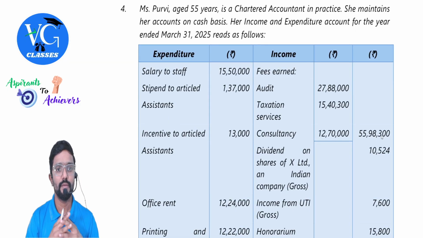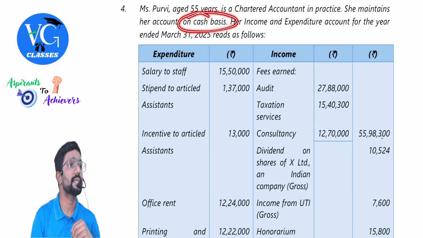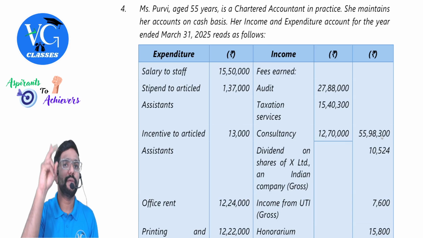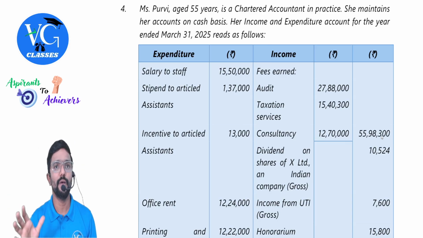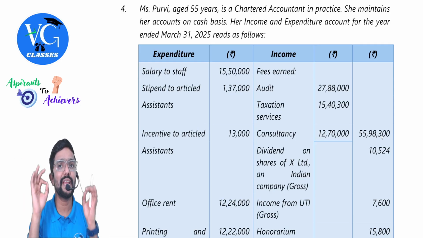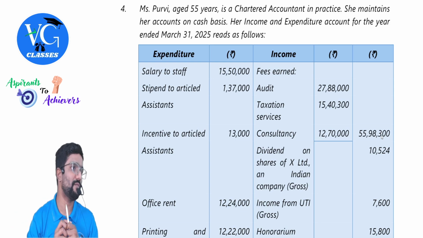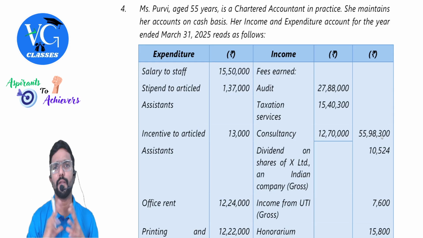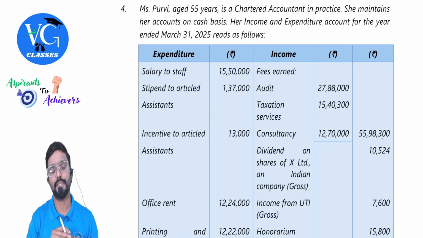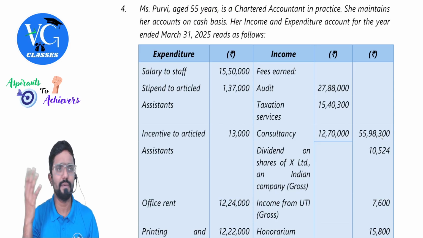Fourth one. Miss Purvi, aged 55 years, is a chartered accountant in practice. She maintains her accounts on cash basis. On what basis? Cash basis. Guys, you know, while computing the income under the head PGBP and other sources, assessee is free to follow either the mercantile system of accounting or cash system of accounting, whatever they are regularly following to maintain the books of accounts. Even in income tax, they can follow the same. Clear? So, this girl, she is following cash basis. Can we follow the same thing for income tax purpose?